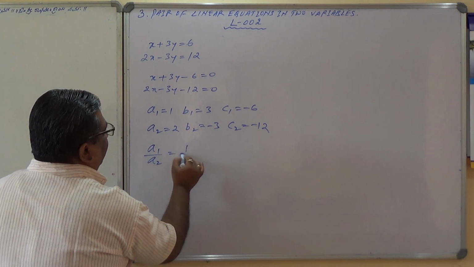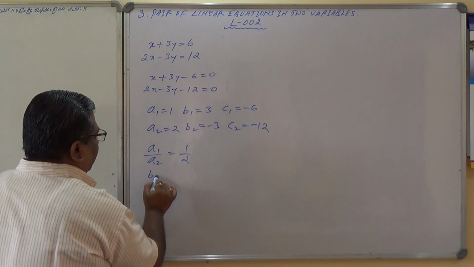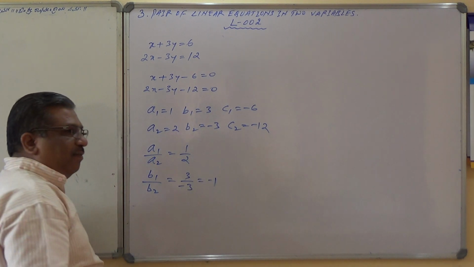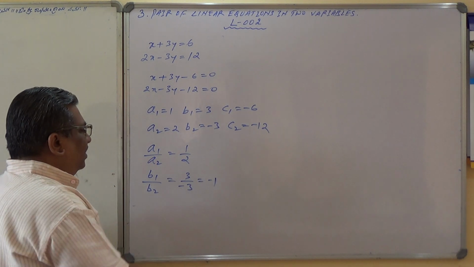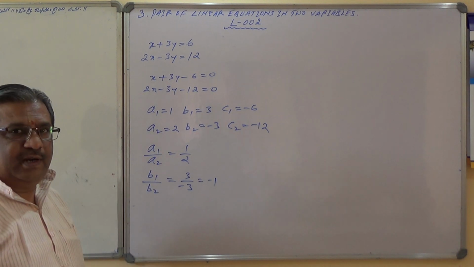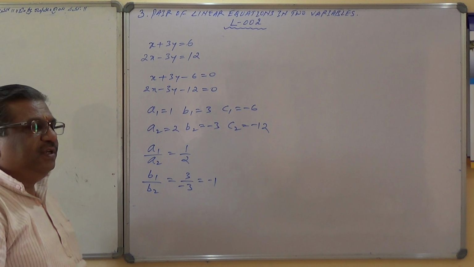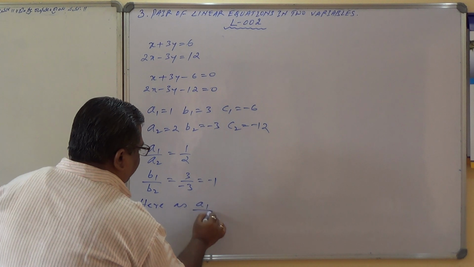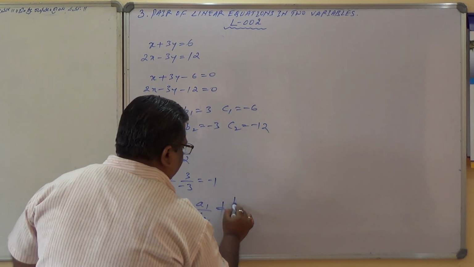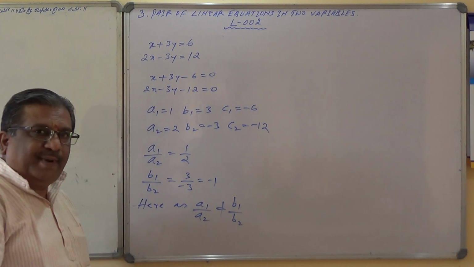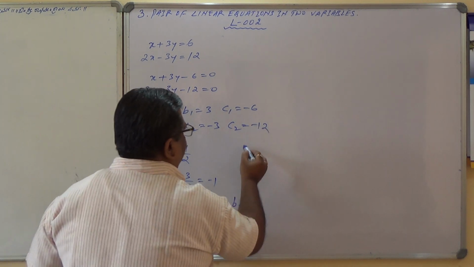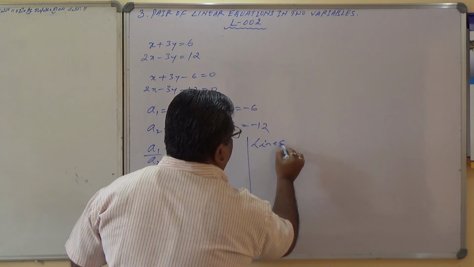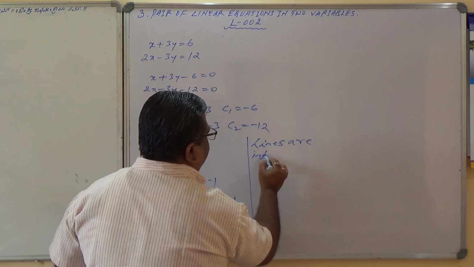a1 by a2 equals 1 by 2, simplified. b1 by b2 equals 3 over minus 3, which equals minus 1. These two pieces of information are enough for me to conclude that a1 by a2 is not equal to b1 by b2. As a1 by a2 is not equal to b1 by b2, what would be my conclusion? I can conclude that the lines are intersecting. Lines are intersecting.